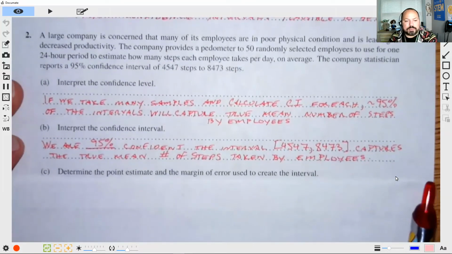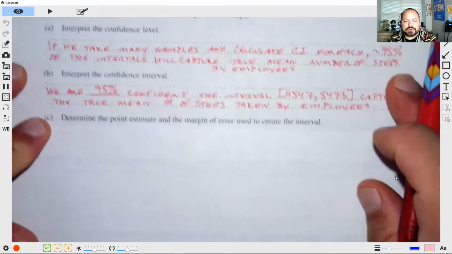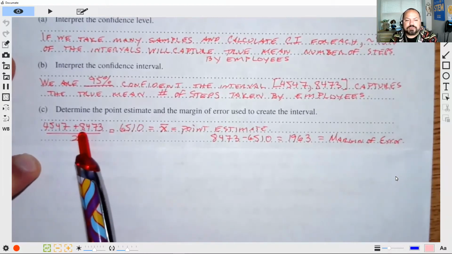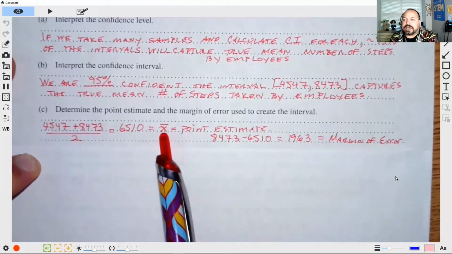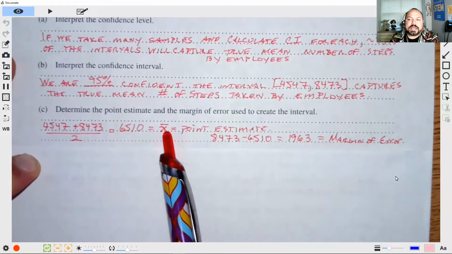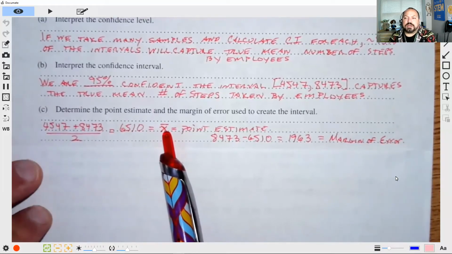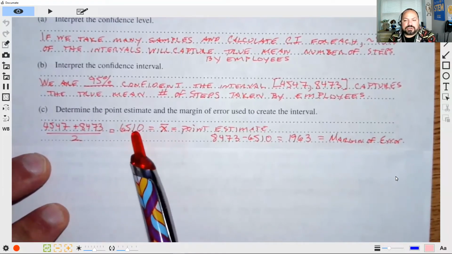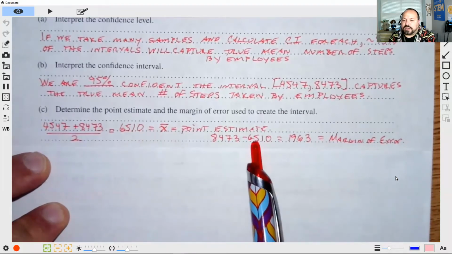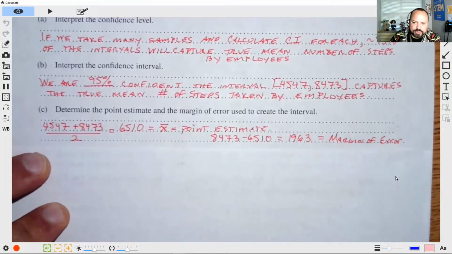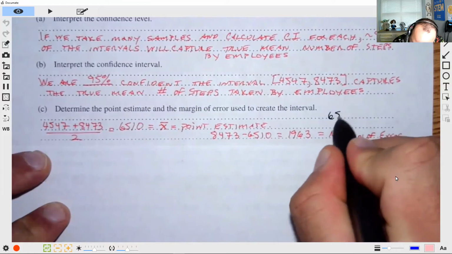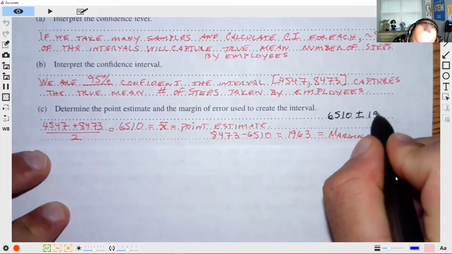Now let's determine the point estimate and the margin of error used to create the interval. The point estimate is nothing more than the center of the interval, so I take the average: add the two numbers, divide by 2. That's 6510. That's x bar, my point estimate. It is the sample mean because I'm trying to estimate the population mean. The margin of error is the distance from the center to the endpoint. So 8473 minus 6510, 1963, is the margin of error. You might also see this written as 6510 plus or minus 1963.